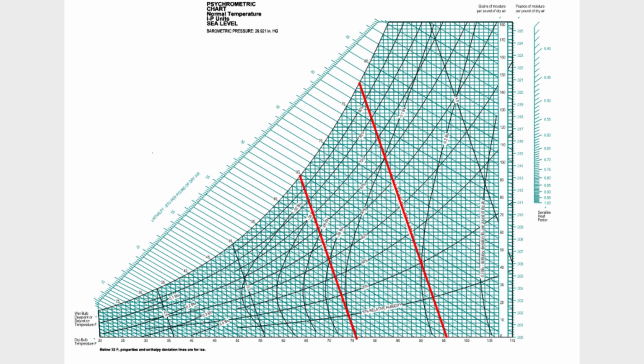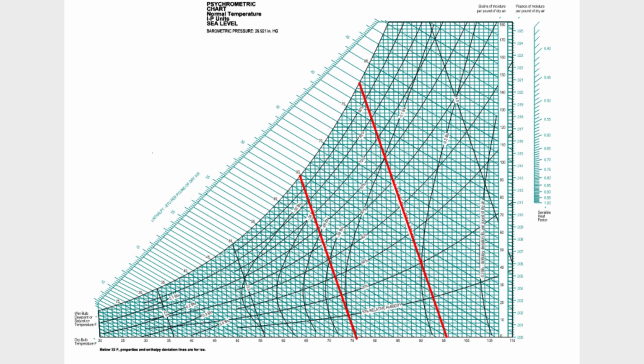Finally, the specific volume, symbol V. That's the amount of space 1 pound of dry air takes up. At 70 degrees Fahrenheit and sea level, it's about 13.33 cubic feet per pound. Specific volume lines slope upward from the lower left to the upper right. It's used when converting CFM to mass flow rate, and it varies slightly with altitude and temperature. Together, these 7 properties give you a complete picture of moist air behavior, helping you design, analyze, and optimize HVAC systems with confidence.